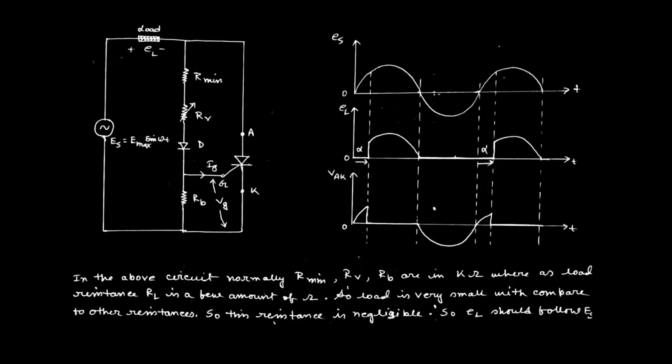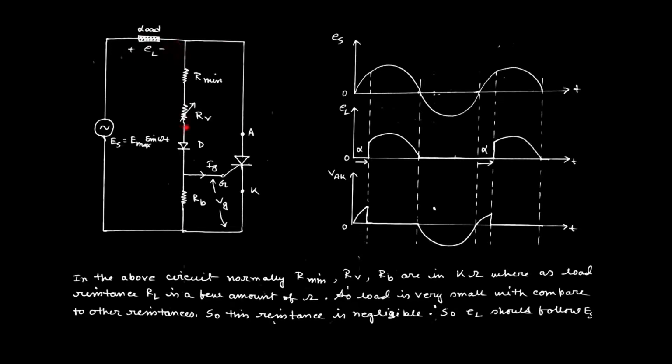Now the operating principle. When the supply voltage goes positive from 0 to 180 degrees, then what happens? When the supply voltage reaches a particular value or a high magnitude, along with, suppose, we are applying the gate pulse across it, then what happens? Then the current starts flowing to the gate as well as to the thyristor.